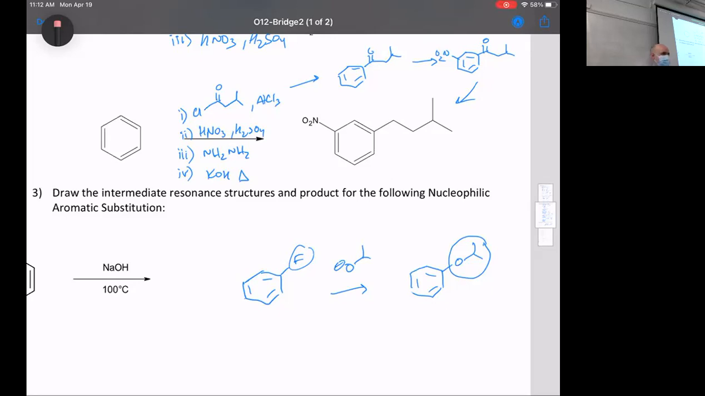This is an example of one of those weird benzyne ones that I mentioned that I'm not gonna ever ask you about. But you would need to have 350 degrees to make this work unless you have that leaving group, that ortho or para electron withdrawing group. You're welcome. So that's how that craziness fits in.